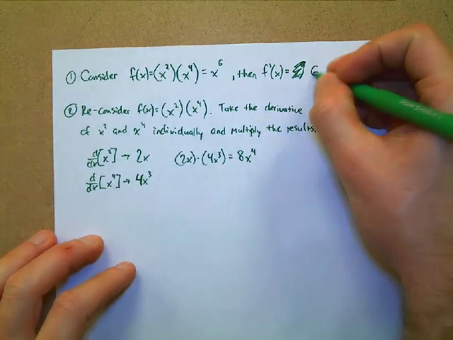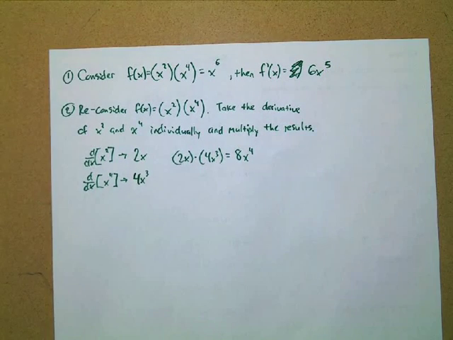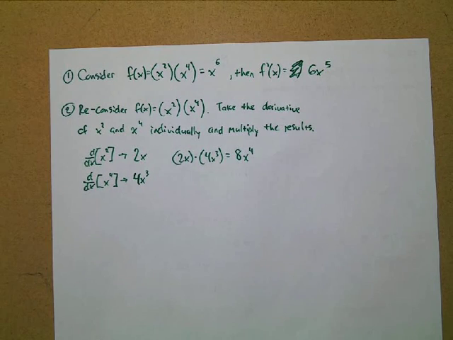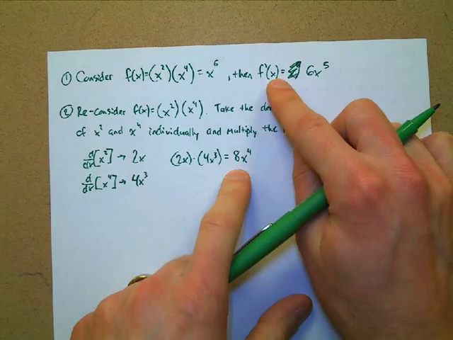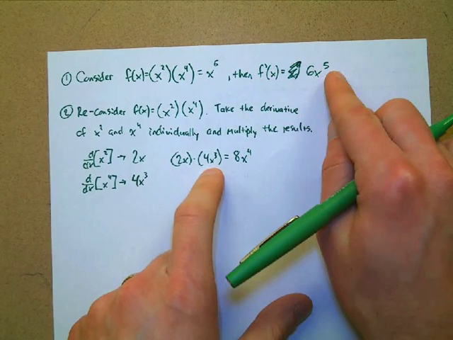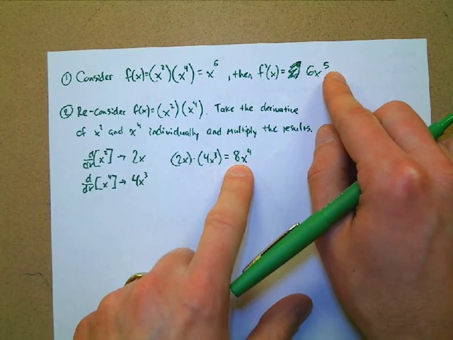Okay, so we have to be careful. You need to multiply these two things together before you then take the derivative. We can't take the individual derivatives like this and then multiply them together. They're not the same thing. Okay, this is the right answer. This is not. That's how you take the derivative there.